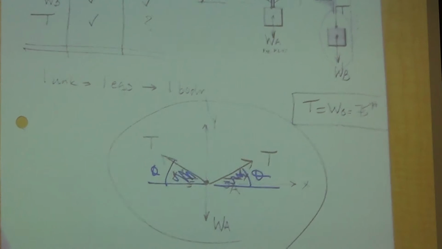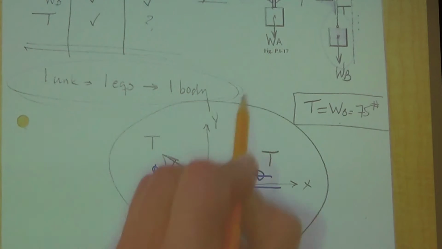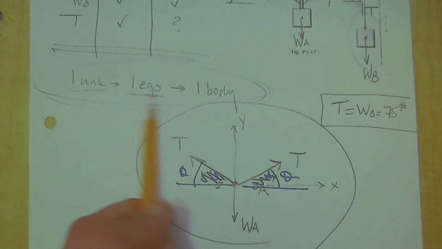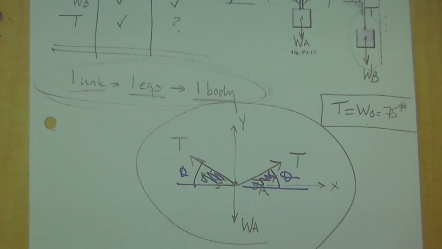Let's go back to this area right here. We learned there's one unknown, we only need one equation, and we're using one body. Which equation are we going to wind up using? Sum of the forces in... Sum of the y's, right? Does sum of the x help us at all? That's all it's saying is the sum of the x's is that the x component of T is going to equal the x component of T. It's not going to help us at all. So we're going to have to do a sum of the y.